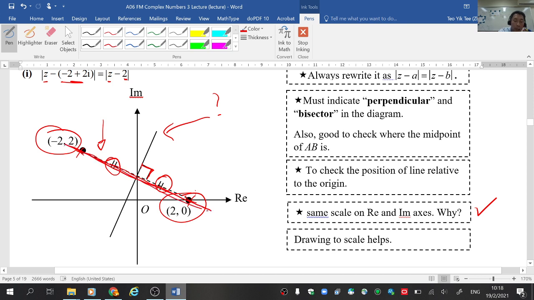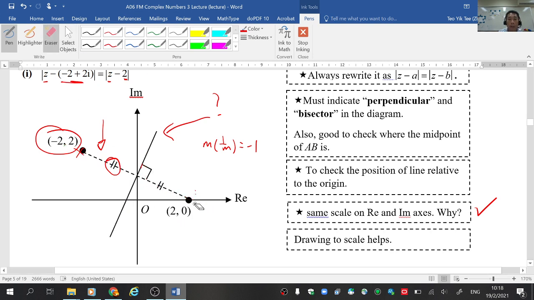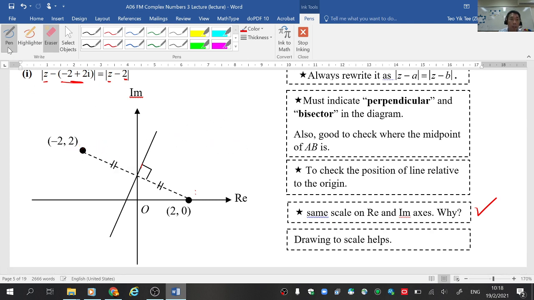And you know the gradient of this line is supposed to be 90 degree to the dotted line. So you need to activate this concept: m1 times m2 is supposed to be equal to -1. Okay, the gradient of the first line multiplied by the gradient of the second line is actually equal to -1. So you activate this property, you find the gradient of the dotted line. With the gradient of the dotted line, based on your secondary school knowledge, I can find the gradient of my locus.